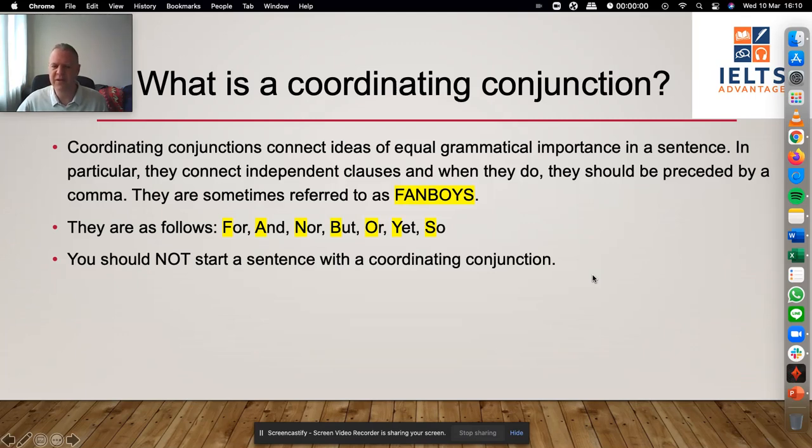So avoid using these coordinating conjunctions to start a sentence. It is considered grammatically poor writing, especially in academic writing. So your task 2 should never do that.